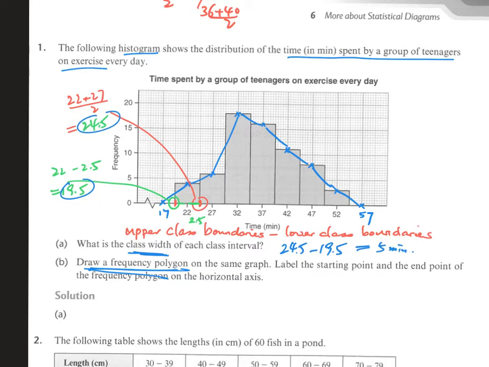This question is a very good example to demonstrate how you can turn a histogram into a frequency polygon. Number 2 is, it also tells you that you can read the class boundaries, no matter upper class boundaries or lower class boundaries, in a histogram, so that you can find the class width of each class interval.